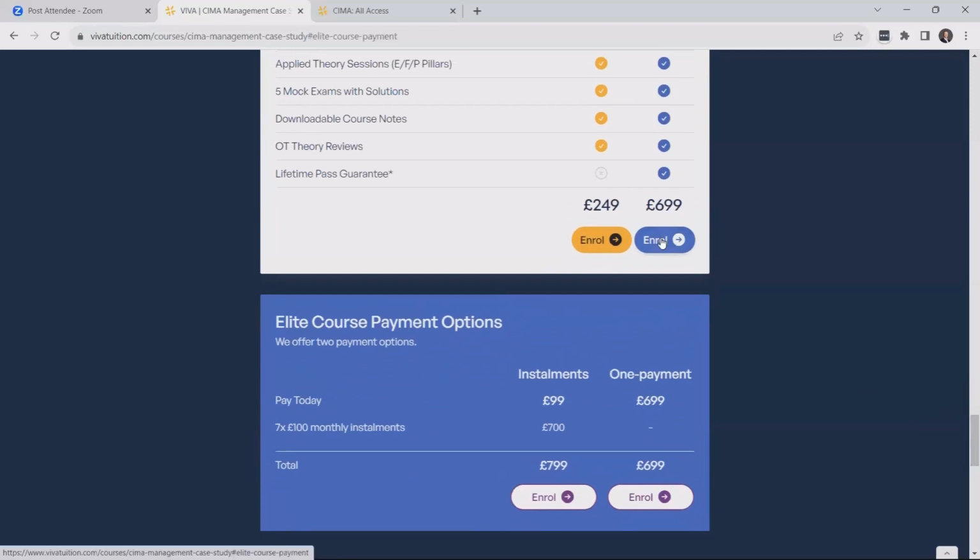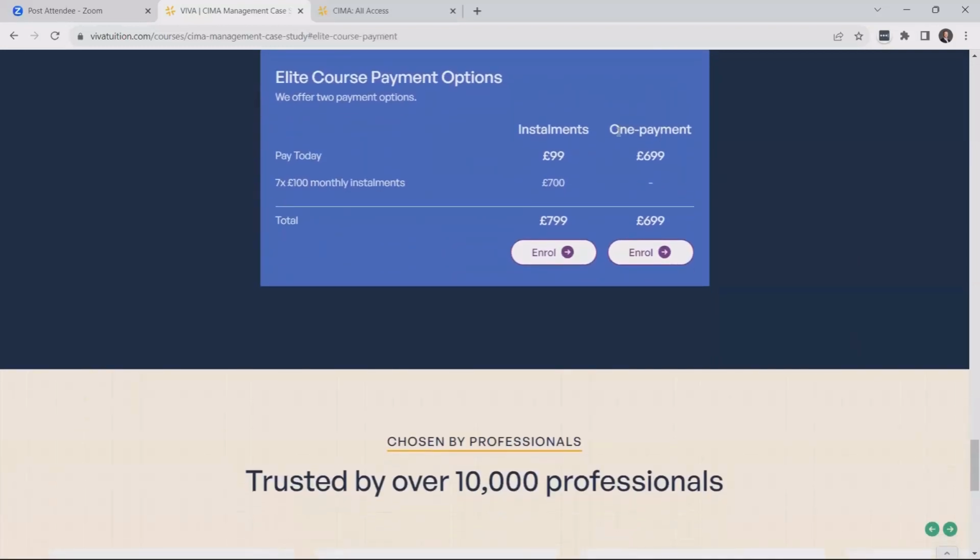The great thing about the elite course is that you have 2 payment options. You have a one-off payment which you can make upfront if you wish, and that would be $699 for the elite. You can also pay in installments if you prefer, which would mean one upfront deposit payment of £99 and then 7 £100 monthly installment payments over the next 7 months. It does work out a little bit more expensive overall if you go the installments route, but that's the trade-off.